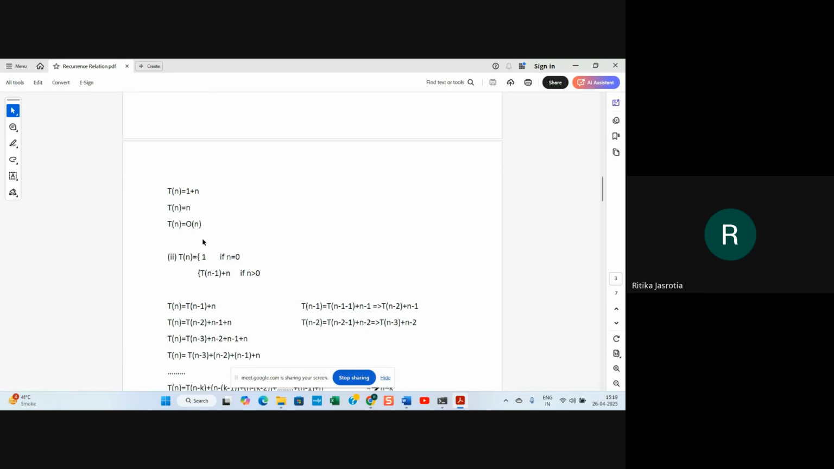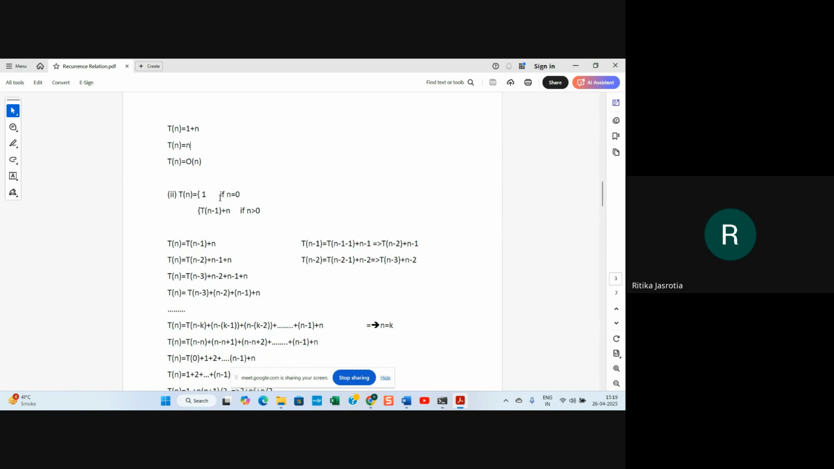Same way here again they are taking Tn is equal to 1 if n is equal to 0, and Tn minus 1 plus n if n is greater than 0. So here again we are doing it by substitution. Tn minus 1 plus n is the equation. Again we are subtracting 1, so we get Tn minus 2 plus n minus 1. We are adding that here, and because n is there, minus 1 will be applied to it. So Tn minus 2 minus 1 plus n minus 2, so here we get n minus 3 plus n minus 2.